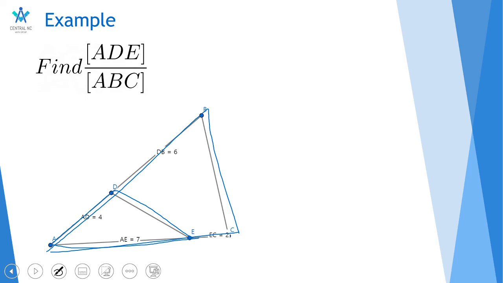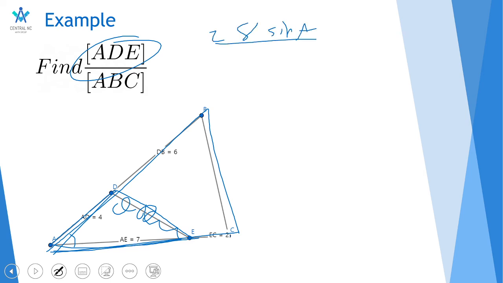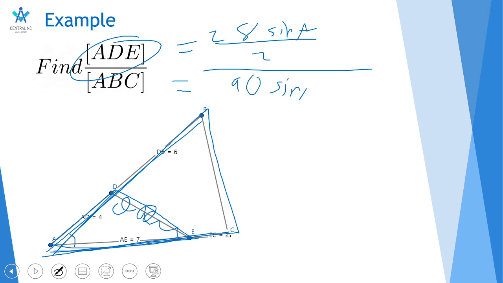Let's first try to find this guy. This is going to be 4 times 7 times sine A, because we don't really have this length here, so it's not very useful for us. So 4 times 7 is 28 sine alpha over 2. And then for the big triangle, 4 plus 6 is 10, 7 plus 2 is 9, 10 times 9 is 90, so the area of ABC is 90 sine A over 2.